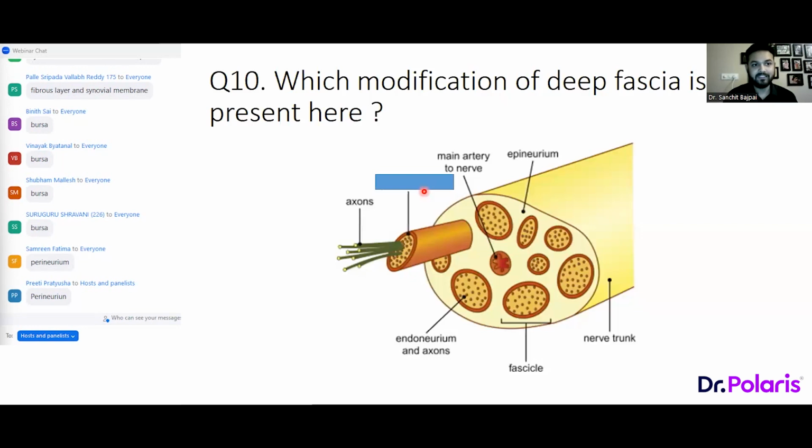So answers are coming. I think Samreen and Preeti answered, and Shubham answered perineurium. So it is perineurium. Inside endoneurium, outside perineurium, above that epineurium. Correct? So this is how the 3 layers are.